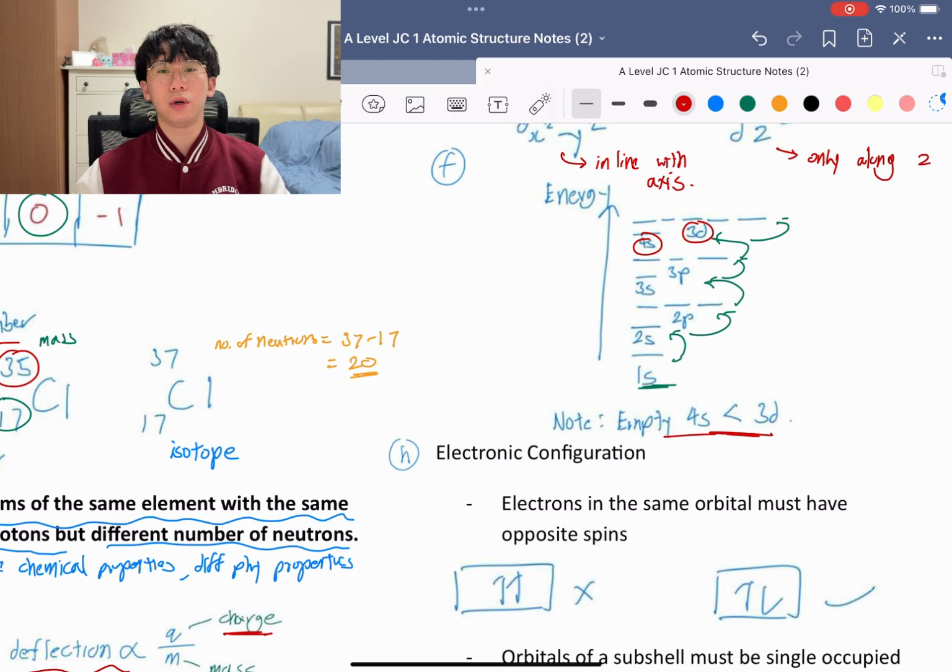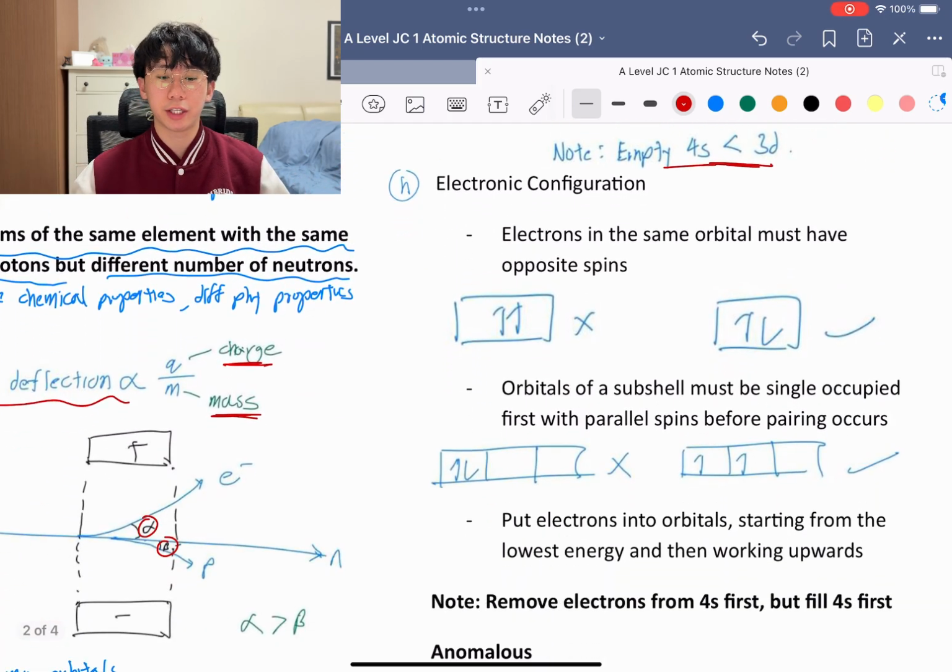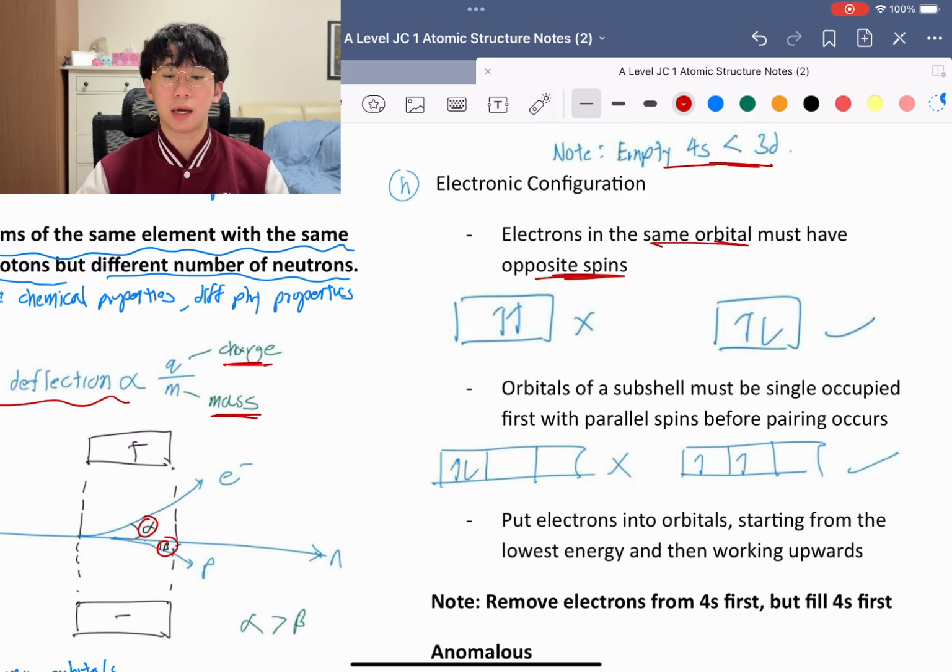Alright, now we move on to how to determine the electronic configuration. There are 3 different rules that we have to consider when we fill up the electronic configuration. Firstly, electrons in the same orbital must have opposite spins. For example, since electrons come in a pair, they must have opposite spins. So when I draw the electrons in my electron-in-box diagram, here you can see that on the left, this is the wrong example, and on the right, it is the correct example, where one is pointing up and one is pointing down.